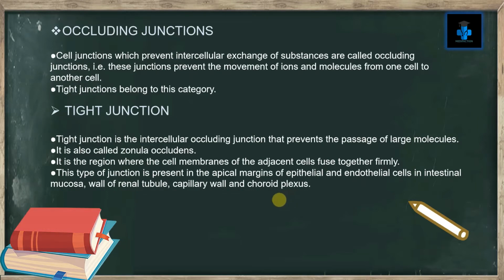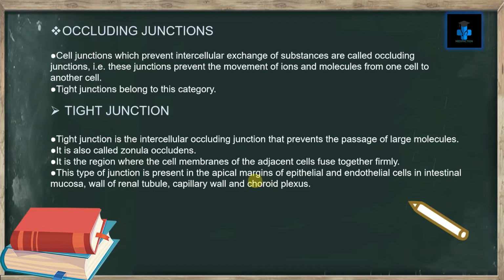Occluding junctions. Cell junctions which prevent intercellular exchange of substances are called occluding junctions. That is, these junctions prevent the movement of ions and molecules from one cell to another cell. Tight junctions belong to this category. Therefore, let's now learn about tight junction.